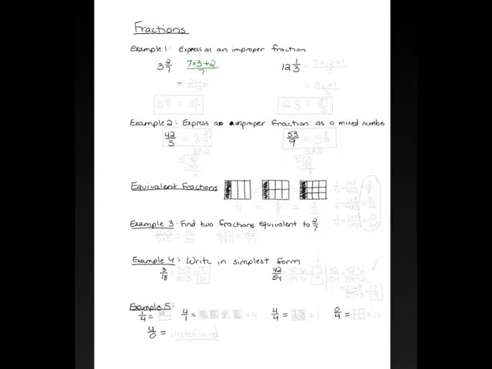We have, this is equal to 7 times 3, which is 21, plus 2, divided by 7, which is equal to 21 plus 2 is 23 over 7. So 3 2/7 is equal to 23/7.